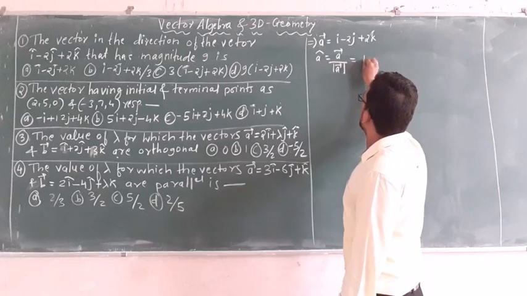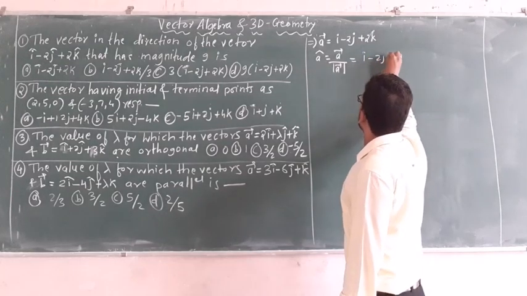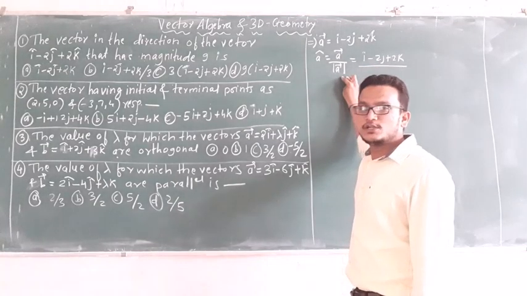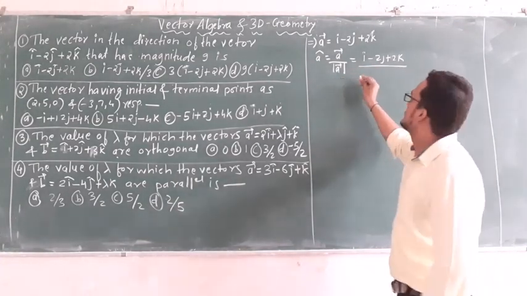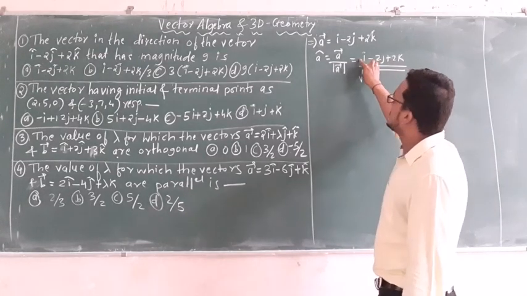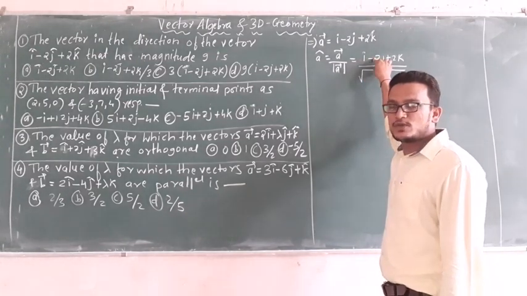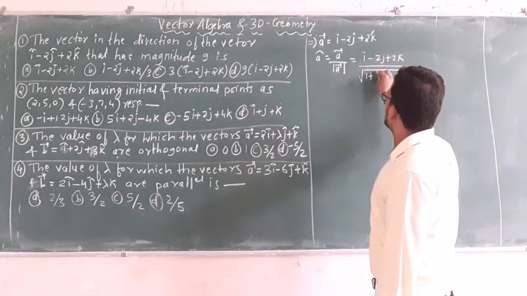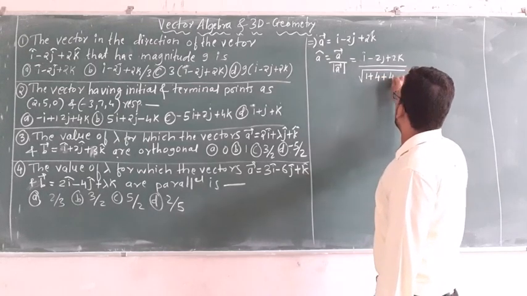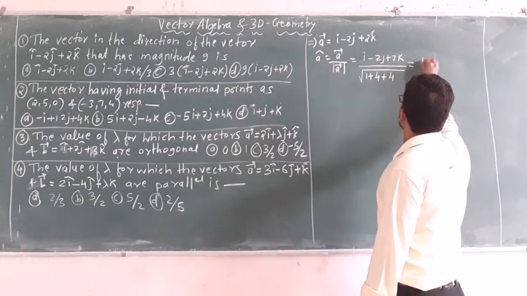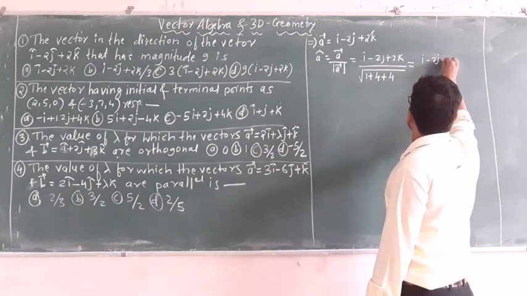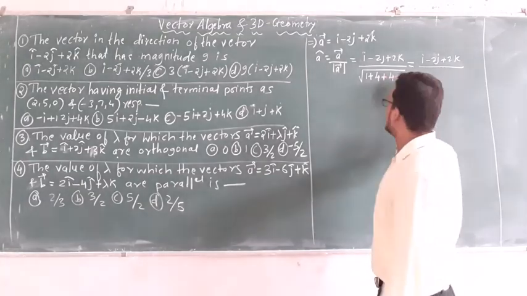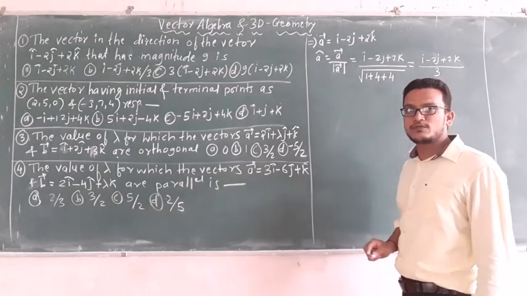So A cap is equal to i minus 2j plus 2k divided by the magnitude. How do we find the magnitude? It is root of x square plus y square plus z square, where x is the coefficient of i, y the coefficient of j, z the coefficient of k. So 1 square is 1, plus minus 2 square is 4, plus 2 square is 4. 4 plus 4 is 8, 8 plus 1 is 9, and root of 9 is 3.